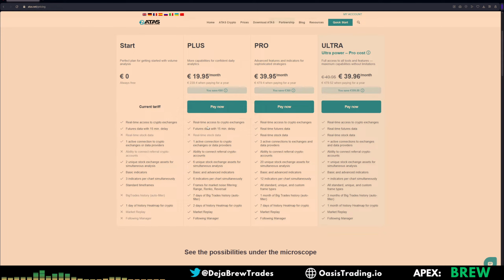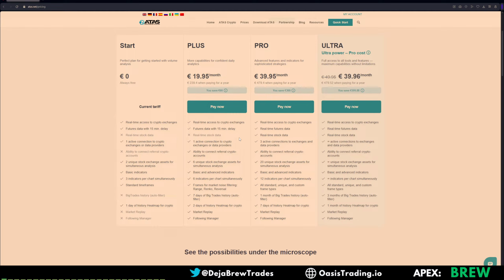When it says right here, futures data with a 15-minute delay, I do not believe that is when you plug in your own data. I believe that's the data that they provide with the platform. You can correct me in the comments, but I believe if you tie in your Rithmic data, which we like to use from our Apex account, it is still live. But if you are having an issue with that and you're still getting a delay, please let me know in the comments.